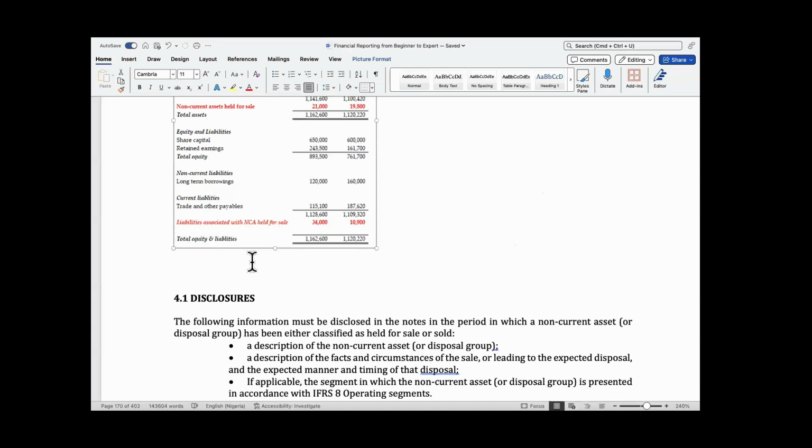Okay. And I think it's important I mention, what if you have a group of assets that you want to sell? If you have a group of assets that you want to sell, the standard calls that disposal group. That also can fly. You just need to group them together and call them disposal group, a group of assets that you want to sell. You hardly find that in your exams anyways.